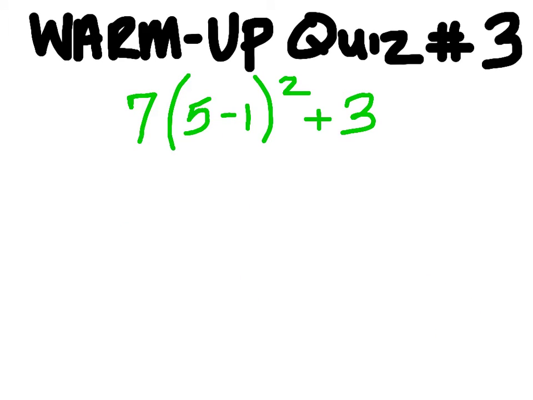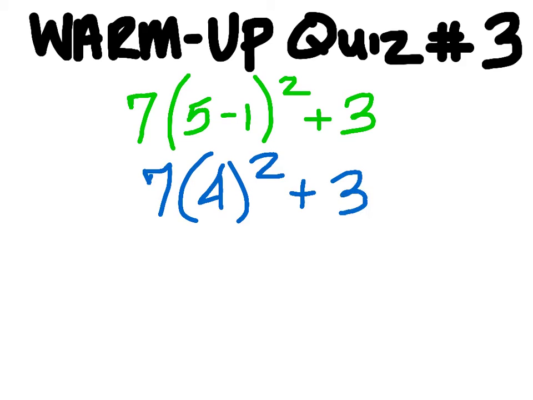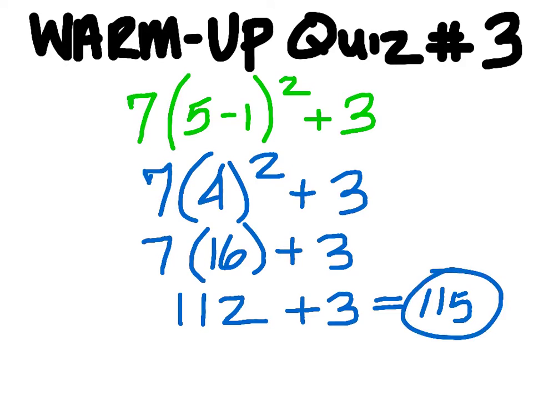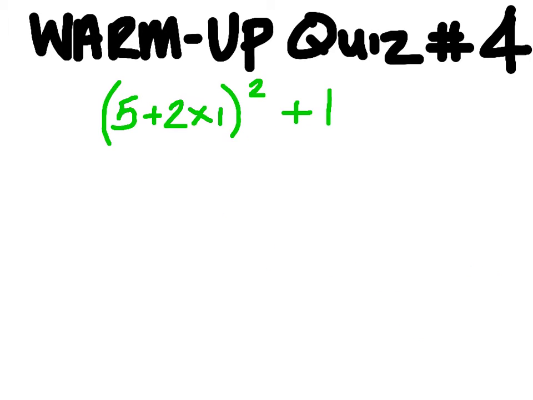Number 3. First you have to do 5 minus 1, which is 4, and you have to go back and square it. And then square the 4 to get 16, which is 112. And then add 3. Should be 115.